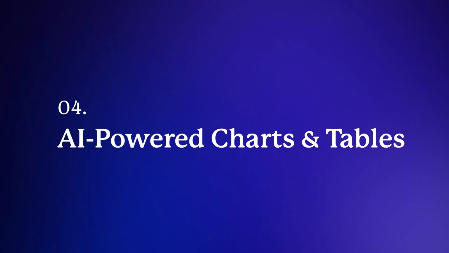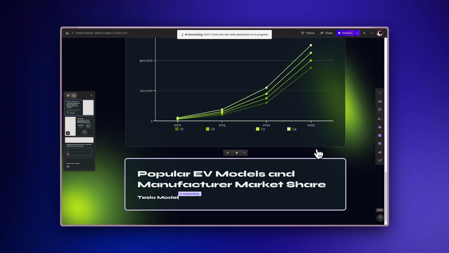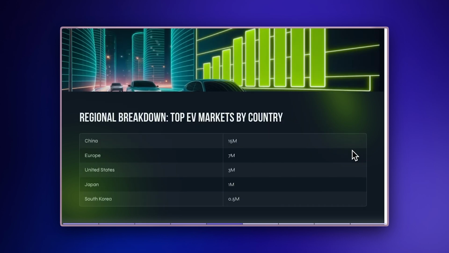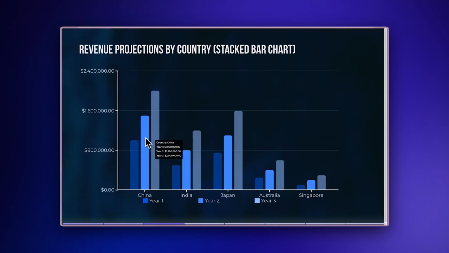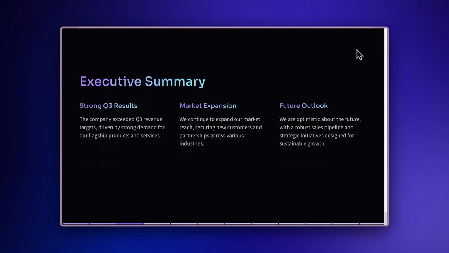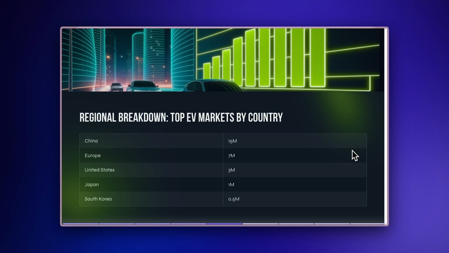Gamma's AI generator has expanded beyond text and images. It now creates charts and tables to help you visualize your data effortlessly. Whether you need a quick comparison table or a sleek chart to tell your data story, our AI will generate it for you. This is perfect for business presentations, reports, and any data-driven content.